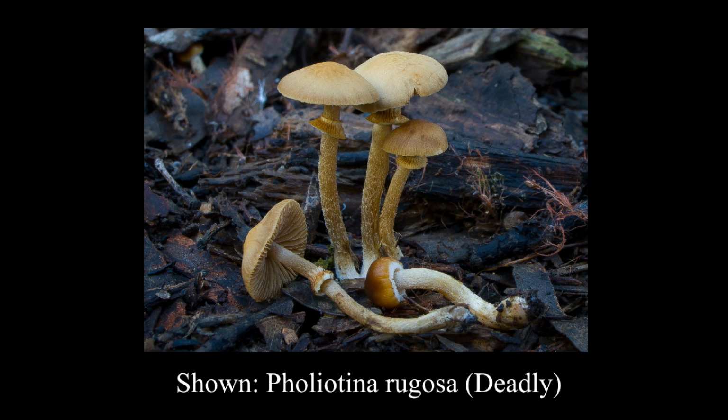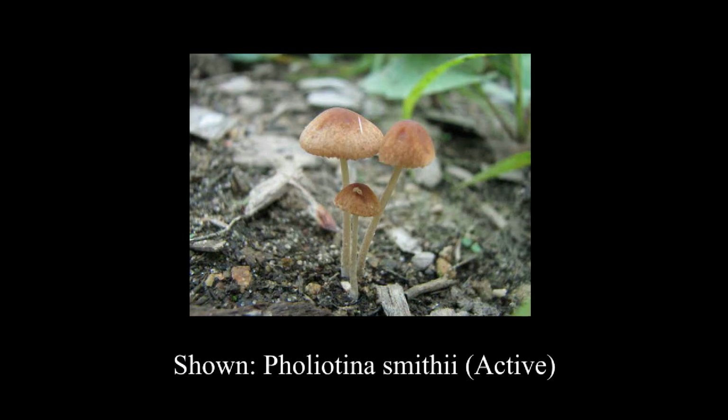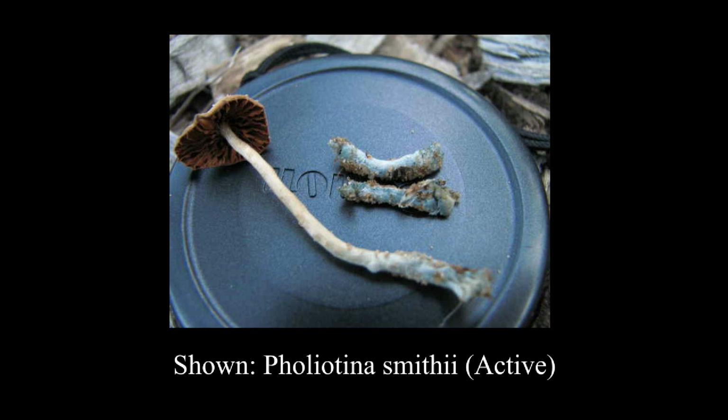Like Galerina, Conocybe and Pholiotina deserve our special attention because certain species contain deadly amatoxins. One such deadly species is Pholiotina rugosa, also known as Conocybe rugosa. Interestingly enough, at least 2 species in the genus Pholiotina contain psilocybin of their own. Like Psilocybe cyanescens, these species will bruise blue, but have brown or rusty brown, not purple-brown spores.